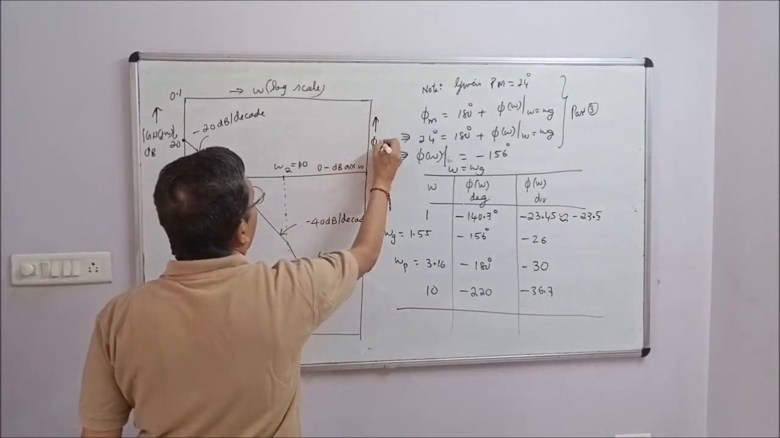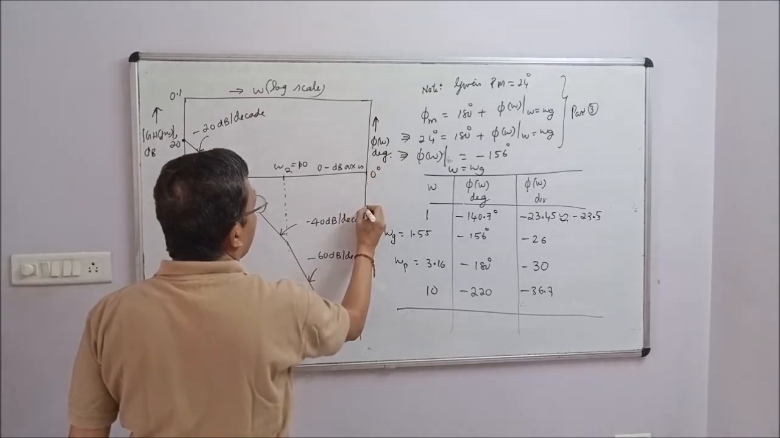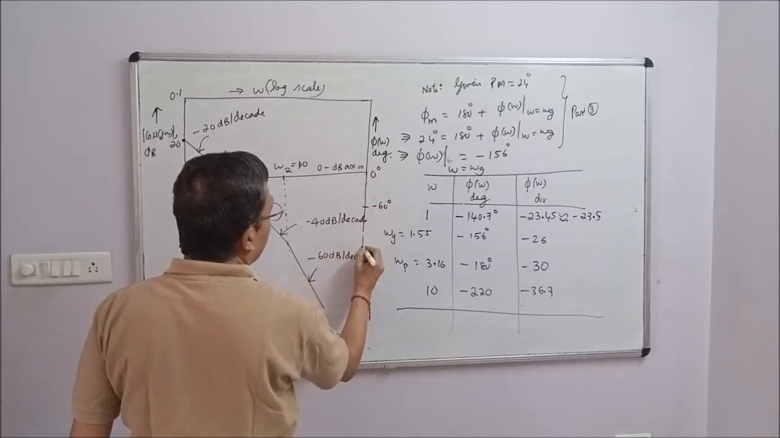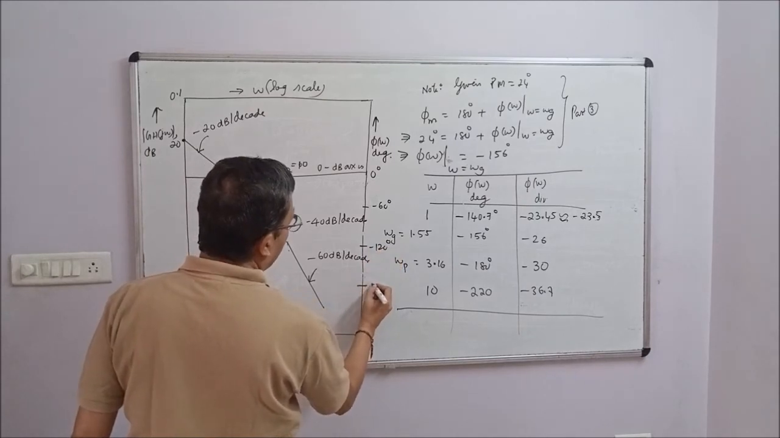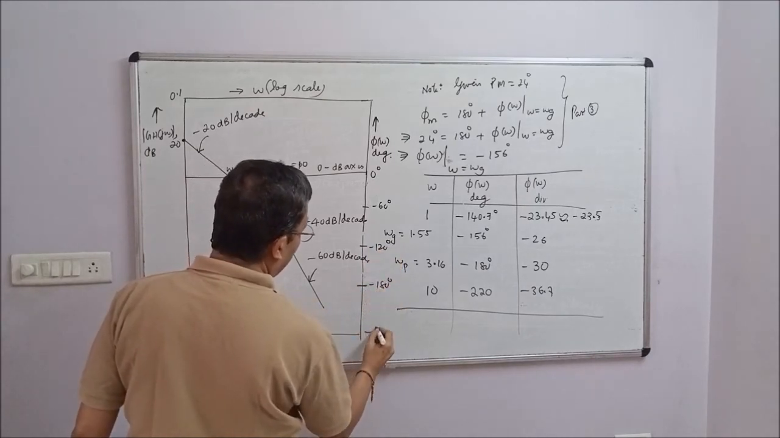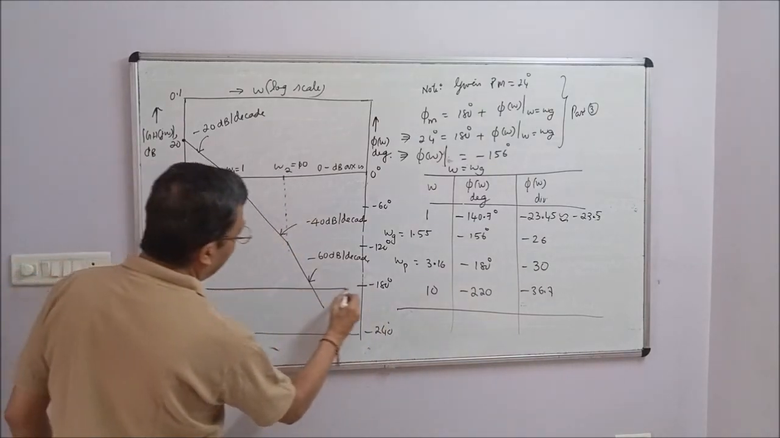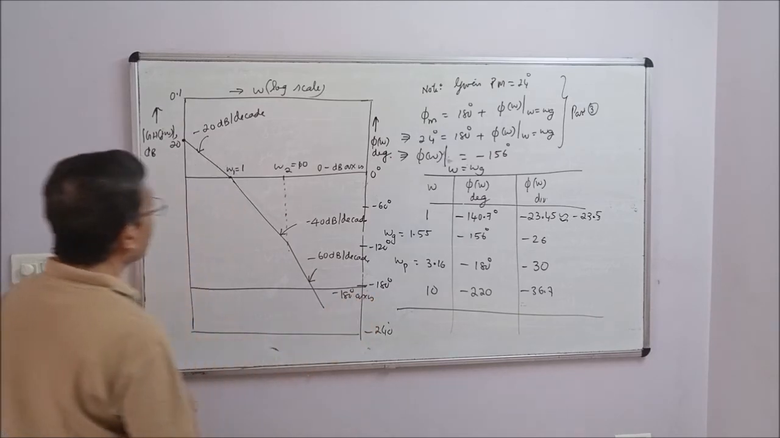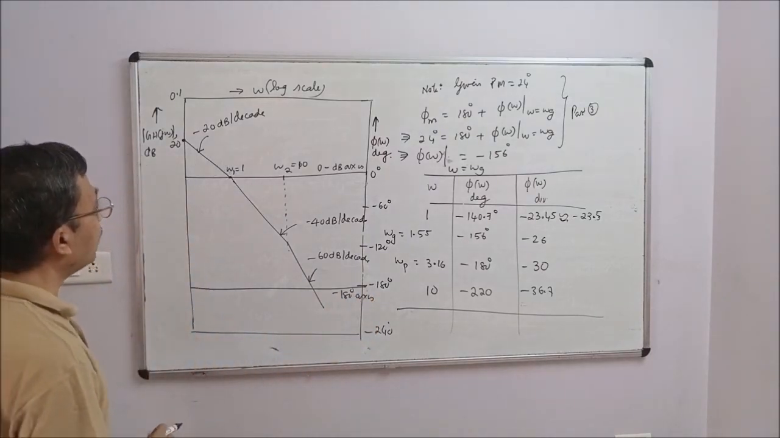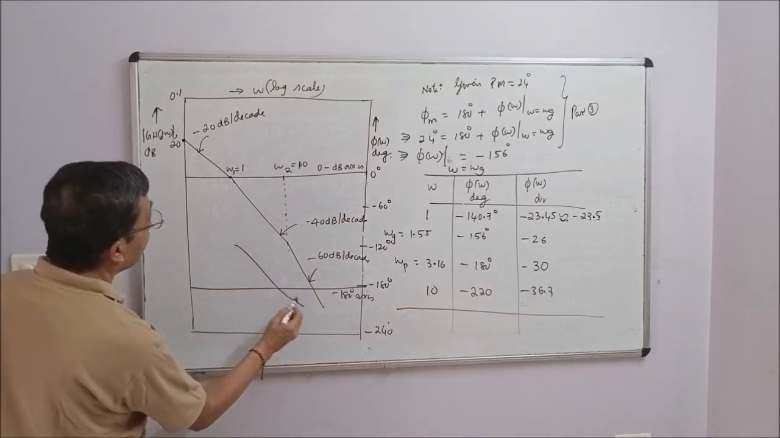Y-axis is now phi of omega in degrees. This is 0 degrees, minus 60 degrees, minus 120 degrees, minus 180 degrees, minus 240 degrees. At minus 180 degrees, I draw a line. This is called minus 180 degree axis. Now the phase diagram is drawn. Let us assume this is the phase diagram.